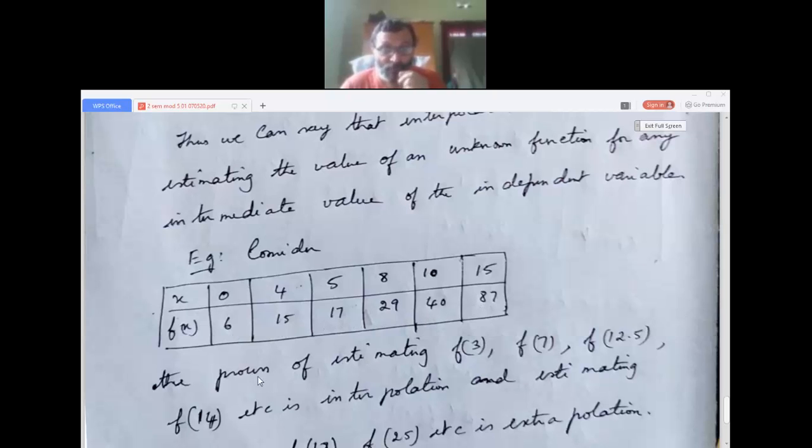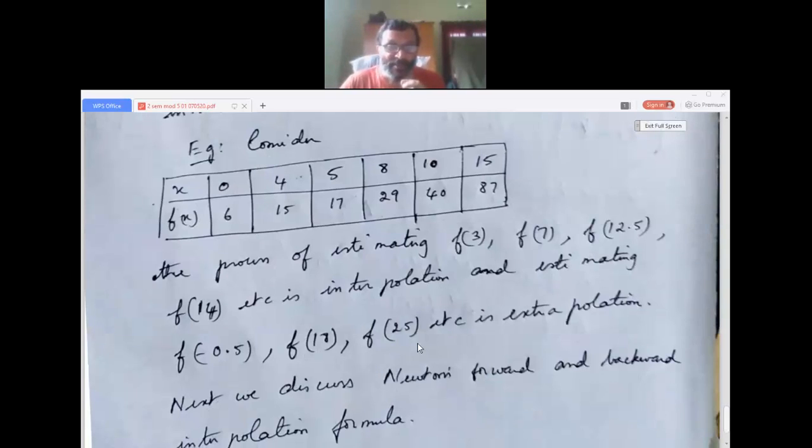The process of estimating f of 3, since 3 is in between 0 and 4, f of 7 will be somewhere in between 5 and 8, f of 12.5 in between 10 and 15, f of 14 between 10 and 15, etc. is interpolation. So in between means interpolation.